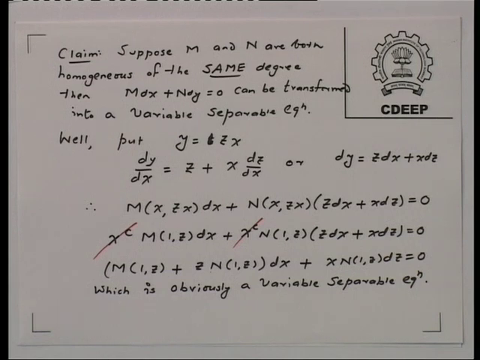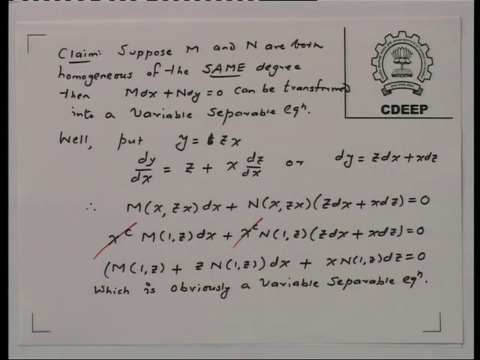This is an obvious substitution because y by x is your invariant when you are replacing x by tx and y by ty. So, y by x does not change under the transformation. So, the new variable z will be y by x. Okay. So, now let us take this y equal to zx and see what happens. dy by dx is z plus x dz by dx, which is more conveniently written as dy equal to z dx plus x dz. Put it in the differential equation and see.